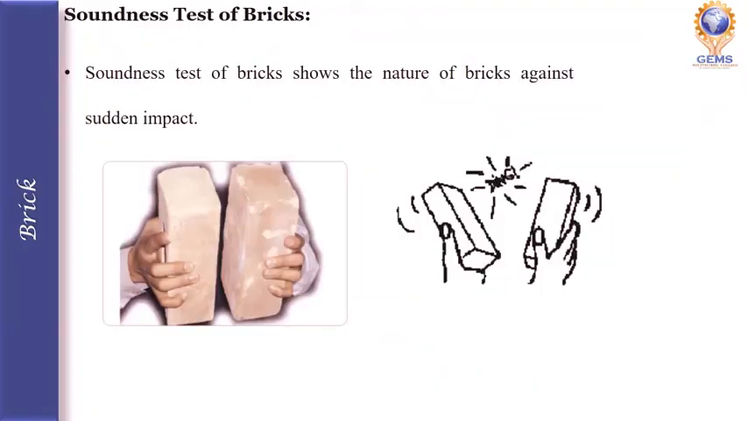Soundness test of bricks. The soundness test of brick shows the nature of brick against sudden impact. So we have to take two bricks and hit them together, and we have to get a clear metallic sound. Then we will call it a good brick. If the sound is dull, we will reject the brick for the construction.